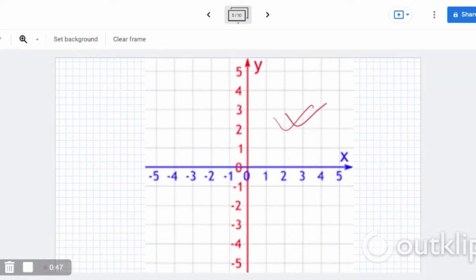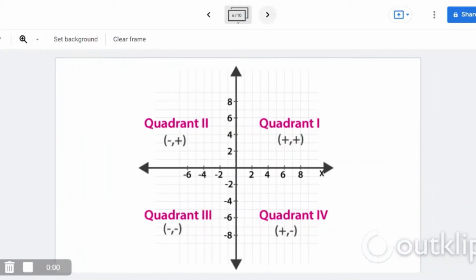This is one quadrant, this is another quadrant, this is another quadrant, and this is another quadrant. This will be explained to you with the help of this diagram. See, in this quadrant, both are positive numbers. Suppose this is 8, and this is 8. This 8 and 8 meet out here.